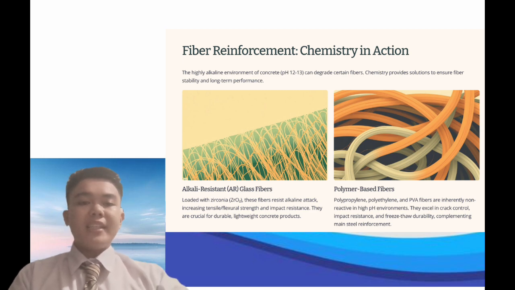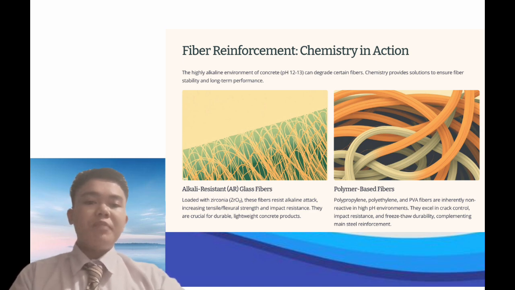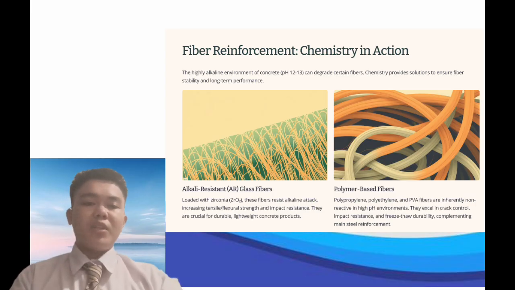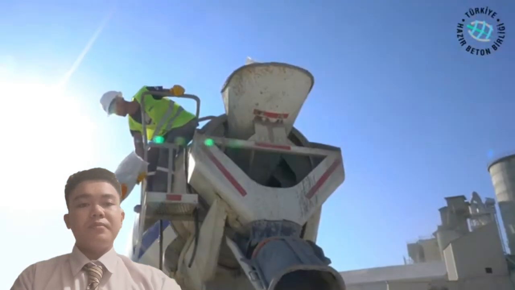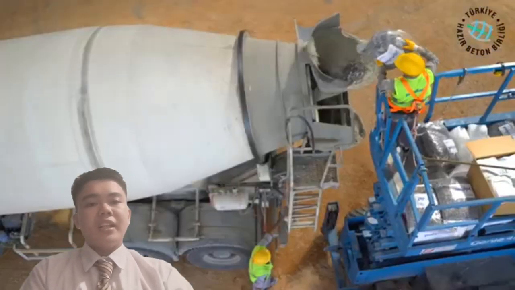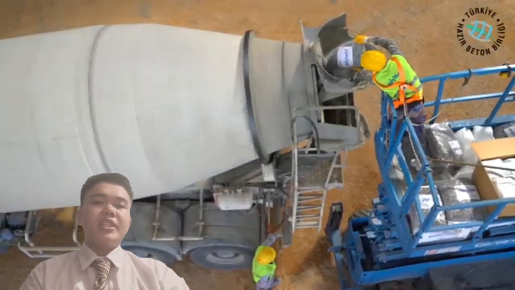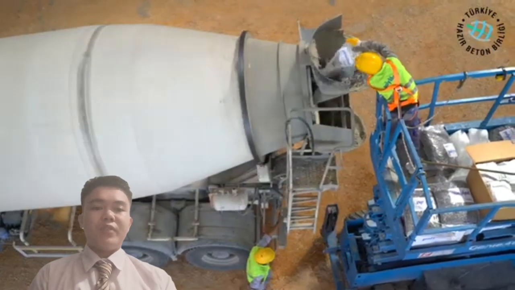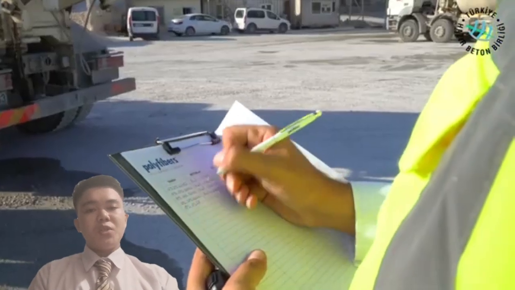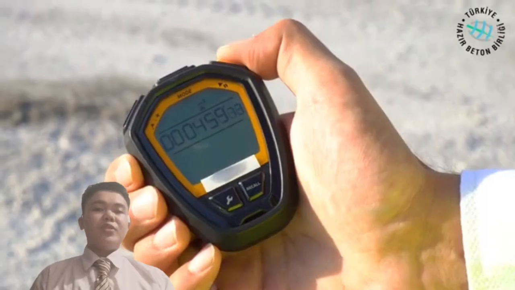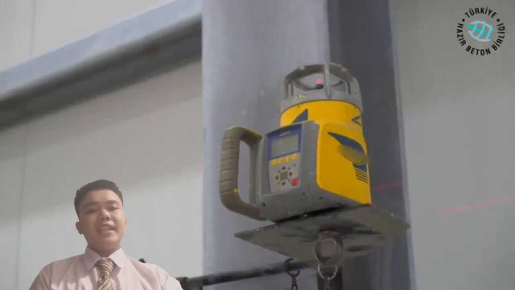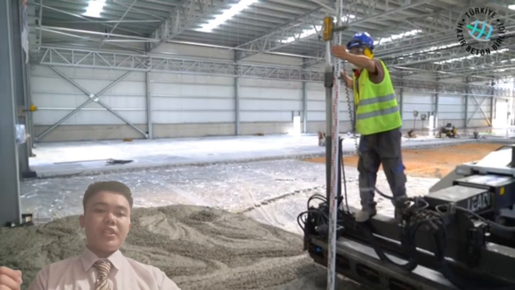This degradation causes fiber embrittlement, which weakens the reinforcement function they were designed to serve. To address this issue, chemistry plays a central role in engineering fibers that are stable in alkaline environments. Two major strategies are used. The first one is the alkali-resistant glass fibers. So, what are alkali-resistant glass fibers?